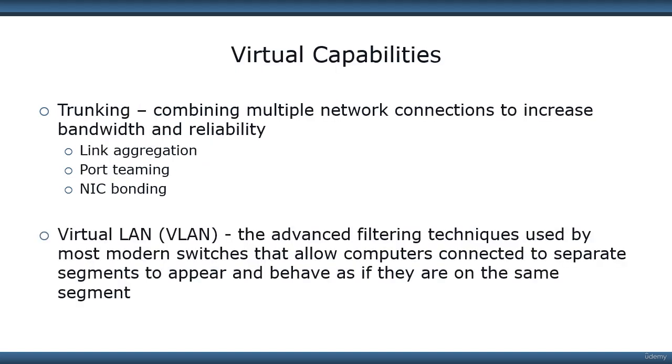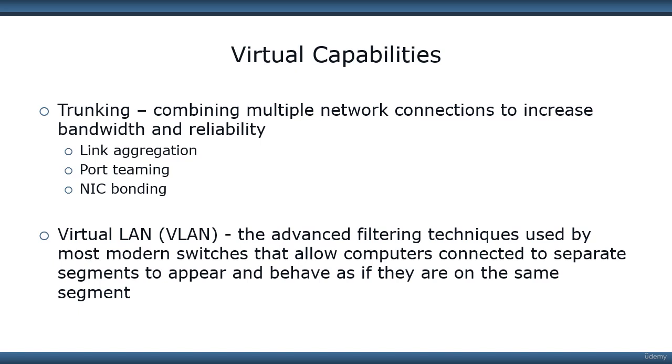Now let's talk about some of the virtual capabilities that we've got. Teaming is one, and that's just a kind of generic term that stands for combining multiple network connections to be able to increase bandwidth and possibly even reliability. Link aggregation, port teaming, NIC bonding, NIC teaming, port bonding. The terms teaming and bonding are kind of used interchangeably. What it means is twofold.